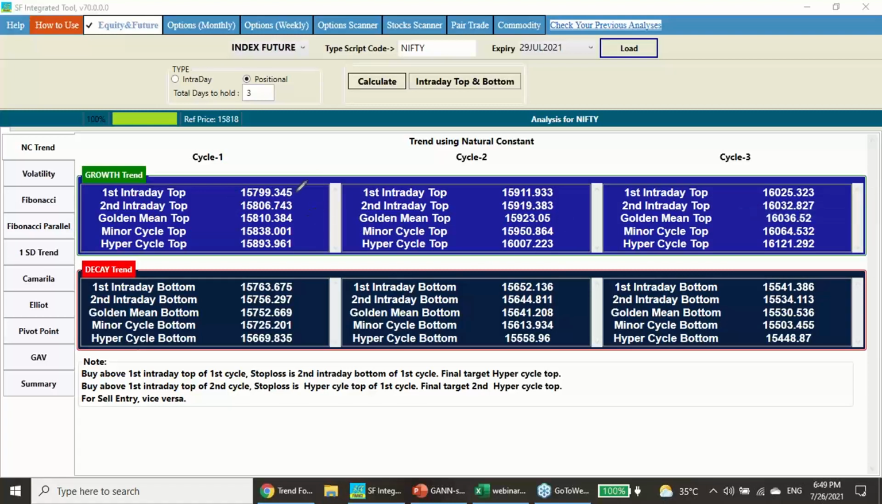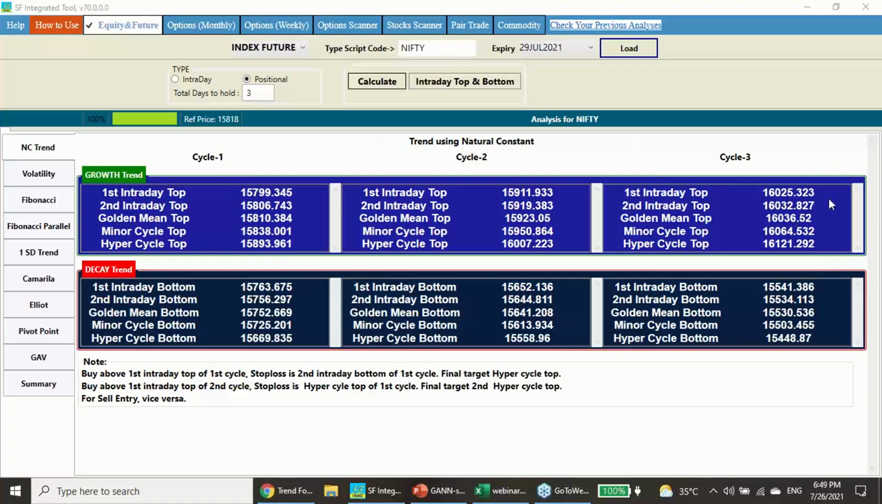Or you can follow another tactic for this trade. Instead of buying at the top level 15,799, once the price crosses 15,838, you can buy, and very quickly you can get to 15,893. So on the minor cycle top crossover you can buy. Take the hyper cycle top as your target, and for the stop loss you can keep the first intraday bottom, or the first intraday top also. I am convinced the first intraday top should be the stop loss.